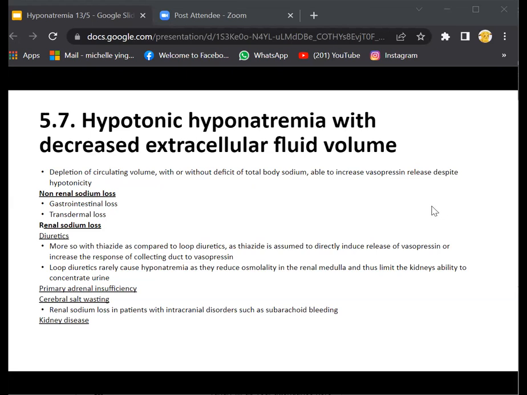For cerebral salt wasting, it's a condition where renal sodium loss occurs in patients with intracranial disorders, such as in subarachnoid bleeding.